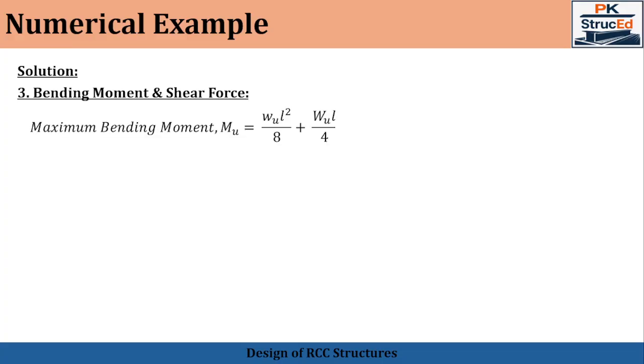As we know, the maximum bending moment formula will be WU L square by 8 if it is a distributed load, and WU L by 4 if it is a concentrated load. Since in this beam, both the distributed load as well as the concentrated load are acting simultaneously, we need to calculate the moment separately for both the cases and sum up in order to get the total bending moment. So substituting all those values, we got the maximum bending moment as 189 kilonewton meter.